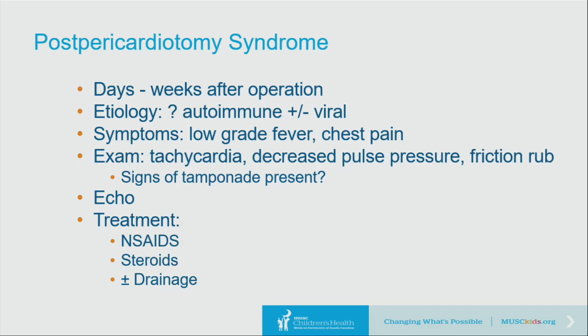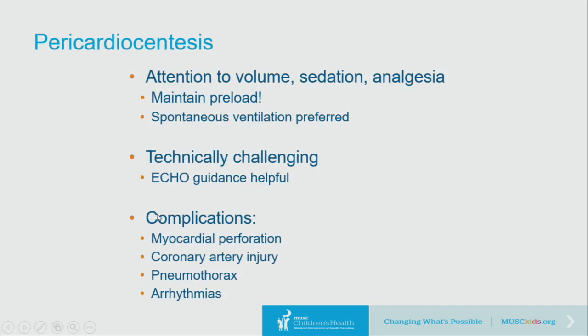These patients can have a low-grade fever and complain of chest pain. It can easily be mistaken for an intercurrent viral illness. The exam findings you may find are listed on the slide here. Typically, if you have a friction rub, that implies there's a small effusion, not a large one. The echo can be helpful, and again, the treatment would usually be a combination of NSAIDs and corticosteroids, at least initially, and then consideration for drainage or even a pericardial window for recurrent effusions.